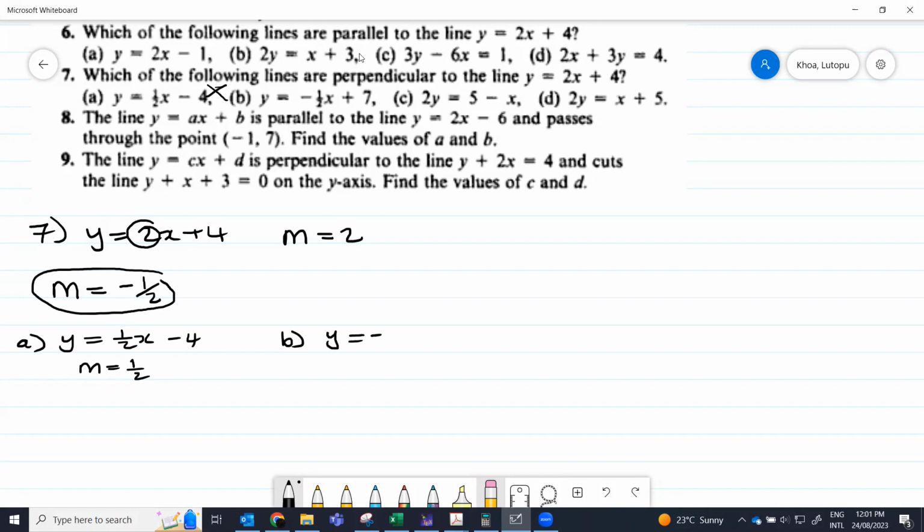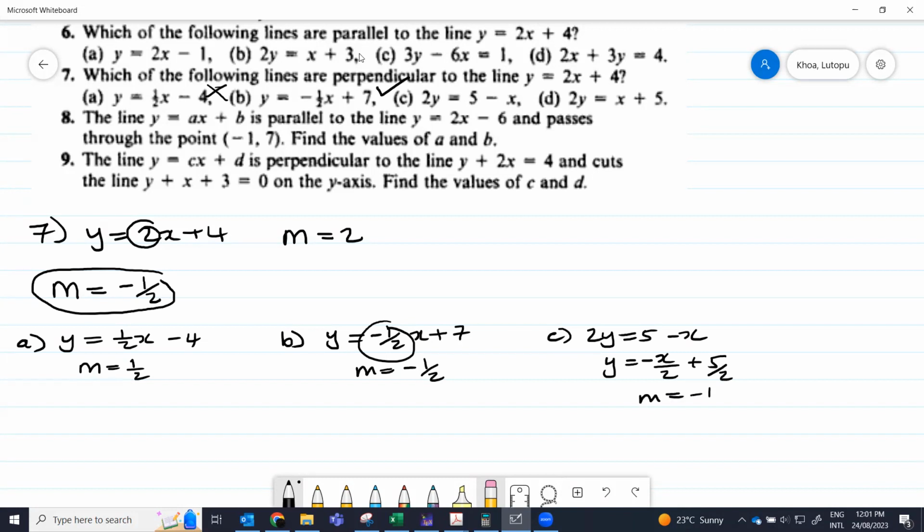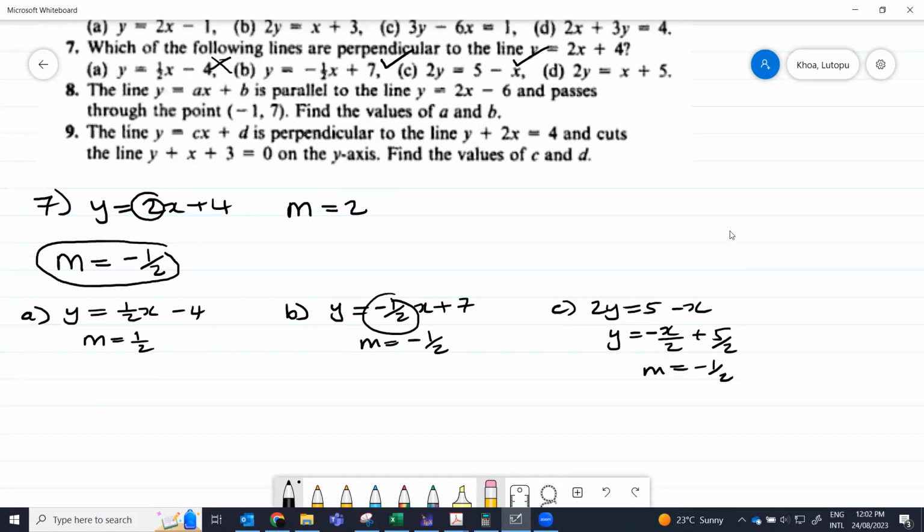Then B, y is equal to minus a half x plus 7. M is negative a half because it's already in standard form. So this one is perpendicular to our line. C, we have 2y is equal to 5 minus x. In standard form, y is equal to negative x over 2, or negative a half x, plus 5 over 2. The gradient here is negative a half. That is what we're looking for. So C is also perpendicular to our line.